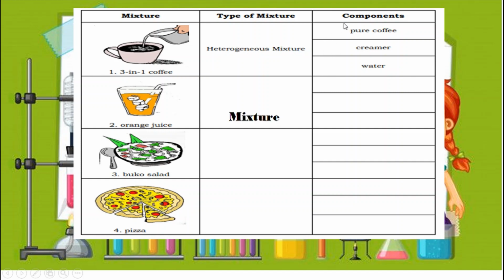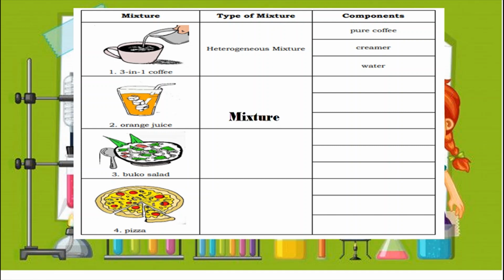So, unsa ang naa diha sa 3-in-1 coffee? Pure coffee, the creamer, o of course, the water. Pwede po siya ibutang dira sugar. Okay, so this time, number 2, diri na ta, orange juice.